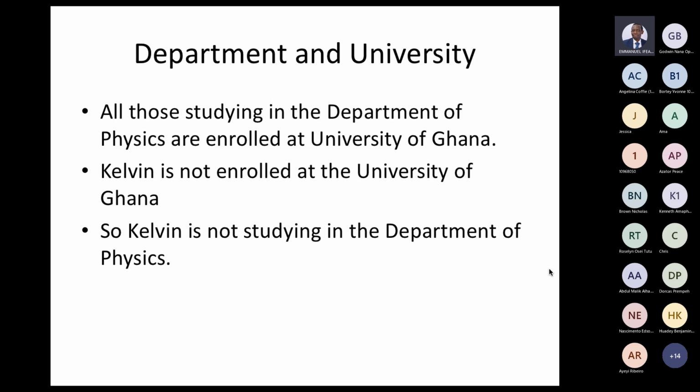But affirming the consequent will lead you to an invalid conclusion. Showing that Kelvin is in the University of Ghana is not enough to show you that he's in the Department of Physics. It might be that he's in the University of Ghana, but he's in another department. So when you show that Kelvin is in the University of Ghana, it's not enough for the conclusion that he's in the Department of Physics. But if you deny that Kelvin is in the University of Ghana, it is enough for the conclusion that he's not in the Department of Physics.